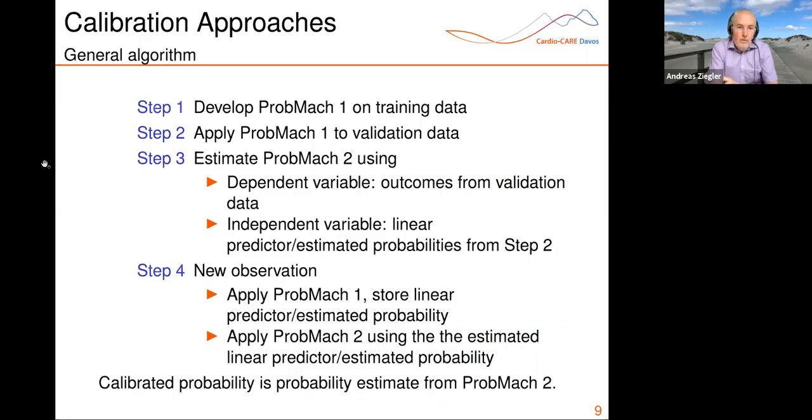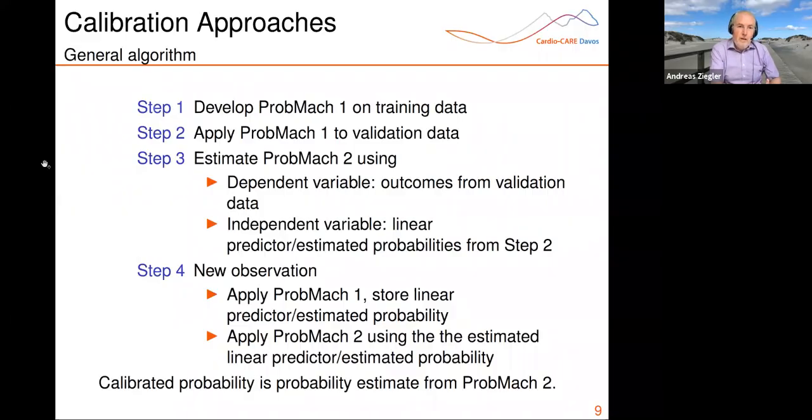Now assume that you've trained this second probability machine in step 3, then you can apply this machine to a new observation in the following way. You first apply the first probability machine, store the linear predictor or the estimated probability, whatever is your basic outcome from your probability machine 1. And then you apply probability machine 2 using the estimated linear predictor or estimated probability, and then you have your calibrated probability. And this is just the probability estimate from the second probability machine. So it's very simple. You just run 2 probability machines. That's all you do in calibration.